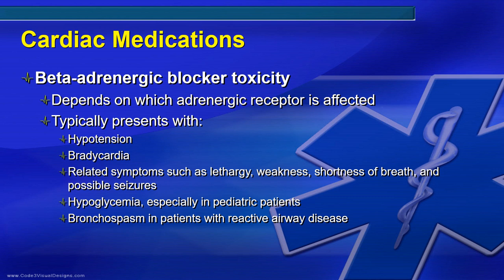There are antidotes for beta blocker overdose. IV glucagon is a beta-adrenergic blocker antidote. You would administer 1 milligram of IV glucagon every 5 minutes. The patient may not respond until at least 6 milligrams have been given, so very rarely are you going to have this much glucagon on your ambulance.